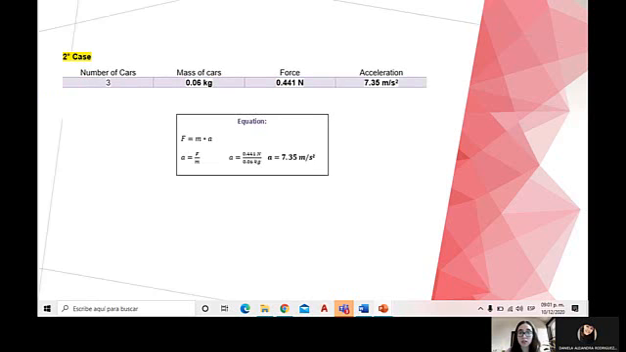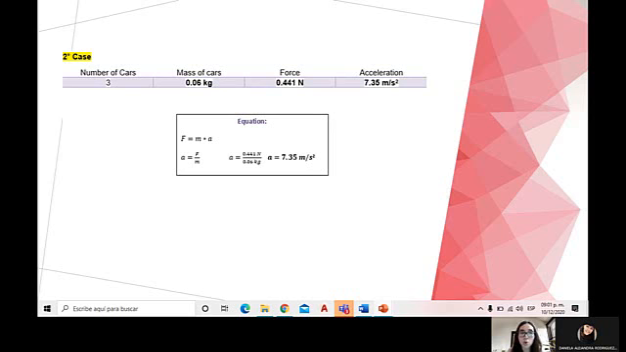Then, in our second case, we use three cars, and the total mass of those three cars was 0.06 kilograms, and again we use the same force of the pen, which was 0.441 newtons, and we apply the same equation, force equals mass times acceleration, and we got an acceleration of 7.35 meters per second squared.